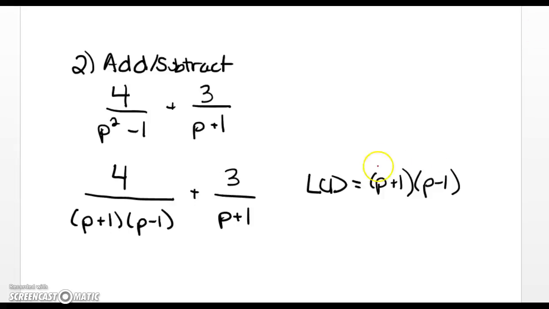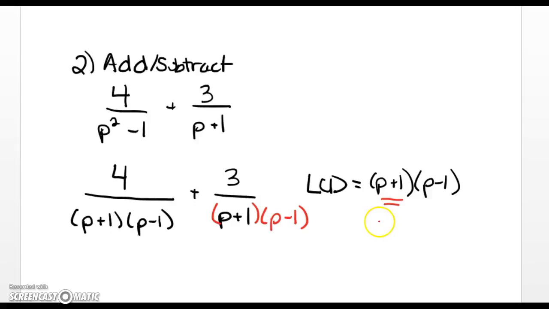So then you want your denominators to look like this: p plus 1 times p minus 1. Your first fraction is actually already in that form. That's awesome. But in our second fraction, we only have the p plus 1. So we only have this first part of that LCD. What we need to do then is multiply it by that missing factor. So multiply this by p minus 1.